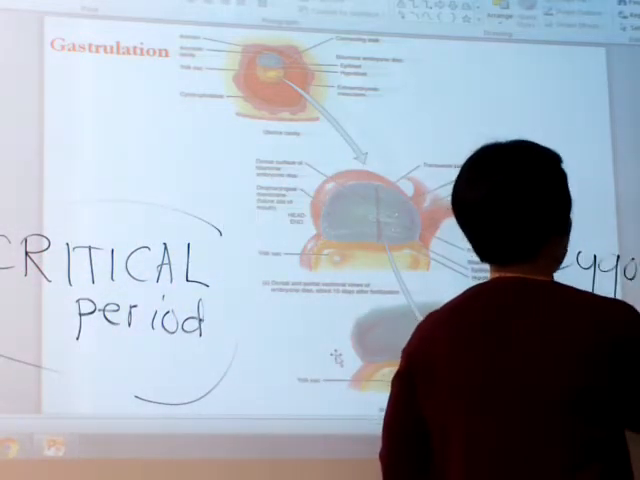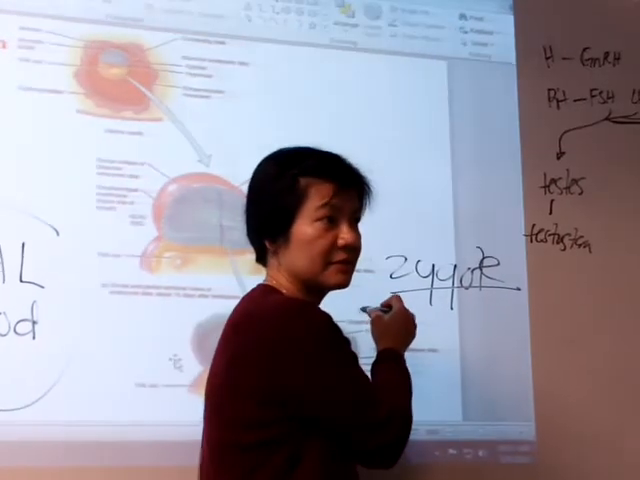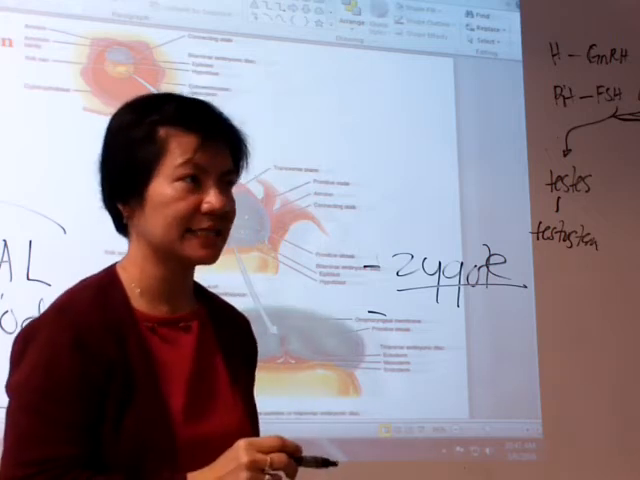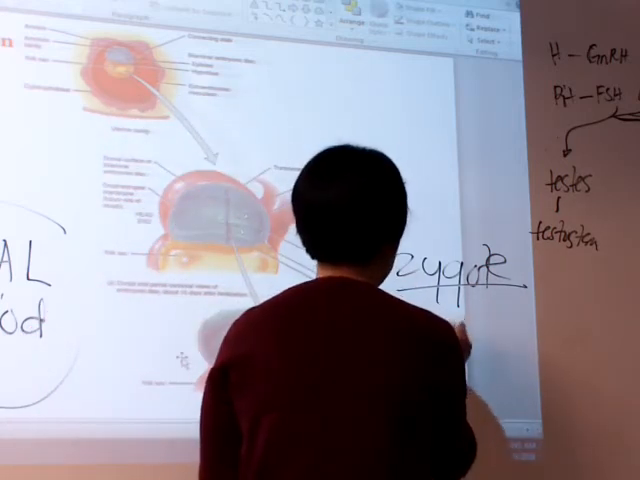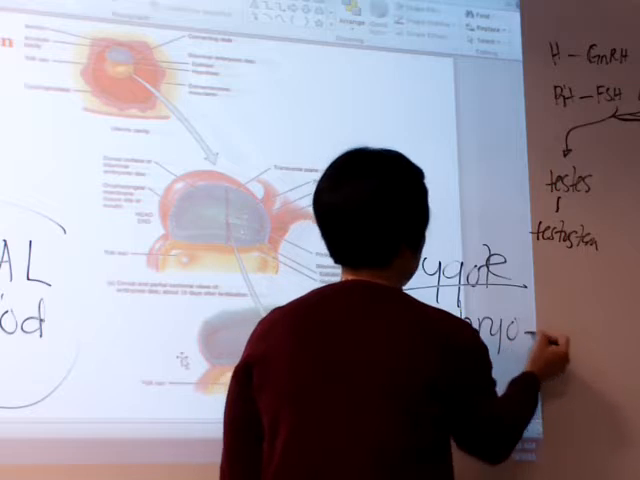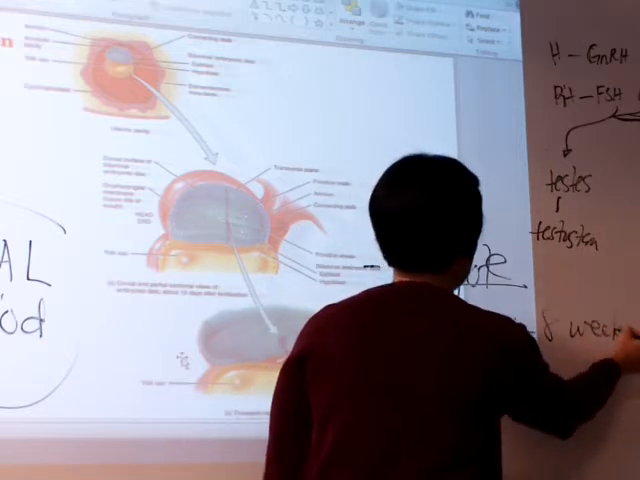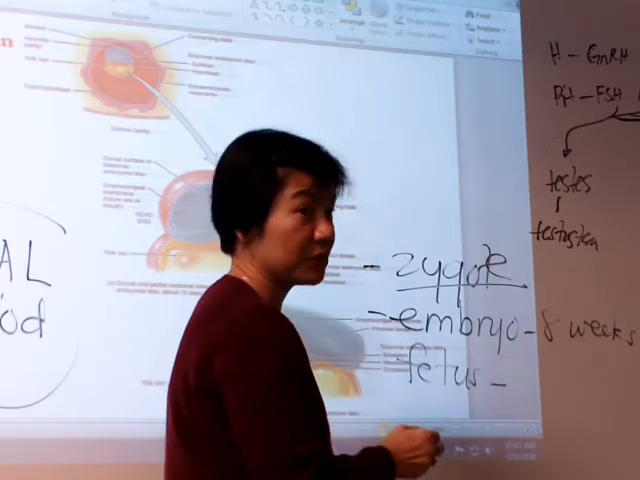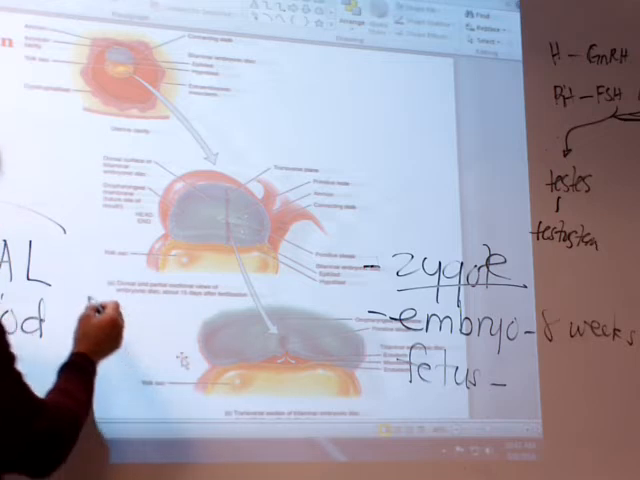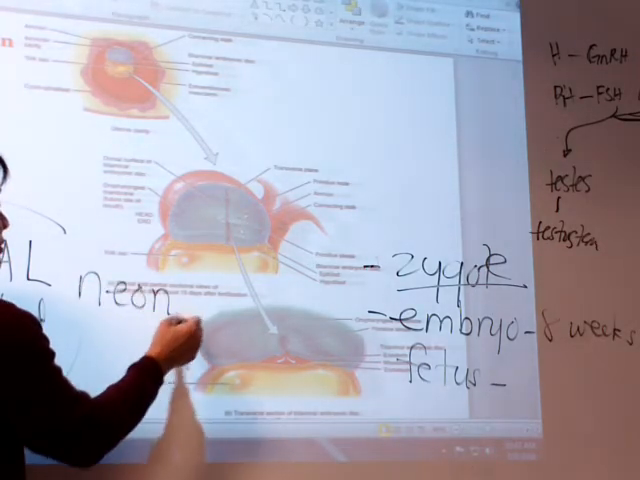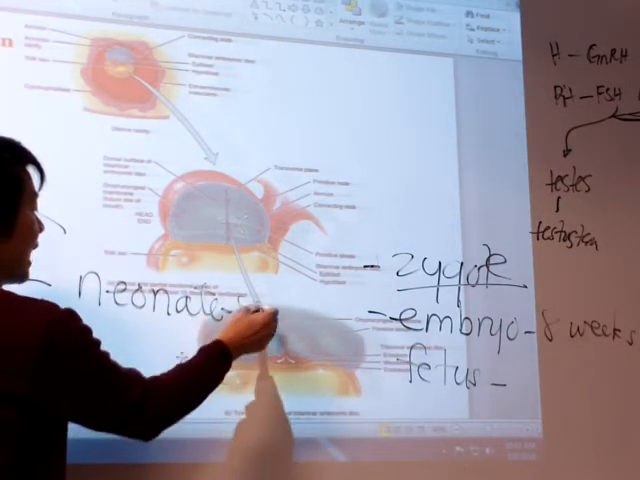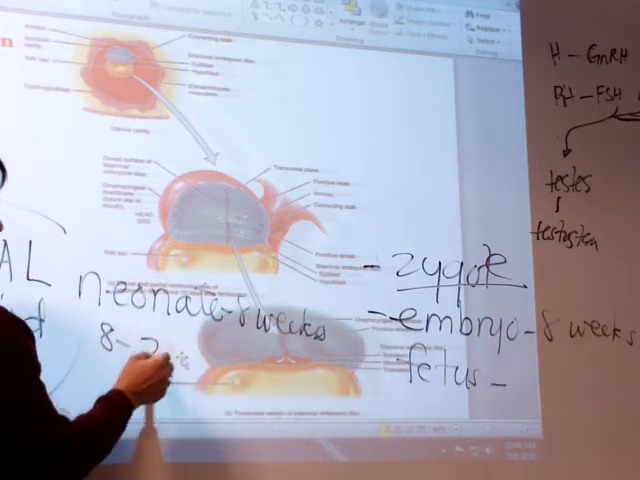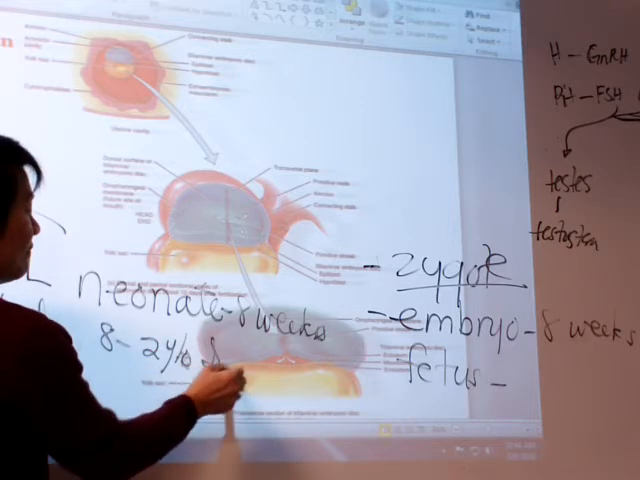So zygote, this is the first cell, right? This is the first baby. Then after, it's no longer one cell. You call the baby embryo for the first 8 weeks. Then fetus, the fetal stage, 8 weeks until birth. Once the baby is born, you call the baby neonate or newborn, right? For the first 8 weeks. After 8 weeks, from 8 weeks up to 2 years old, the baby is called infant.